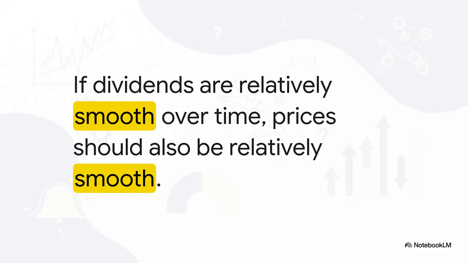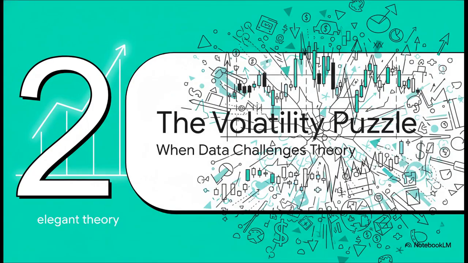Okay, so follow the logic here. If a company's dividend payments are fairly stable and don't jump around wildly, then its stock price should be pretty stable too. This makes perfect sense, right? The price should only really move when some new information comes out that forces us to change our forecast for those future dividends. This isn't just some abstract theory. It's what you logically expect in a rational market. But what happens when you smash that really elegant theory against the messy, chaotic reality of the stock market? Well, that's where it gets really interesting.